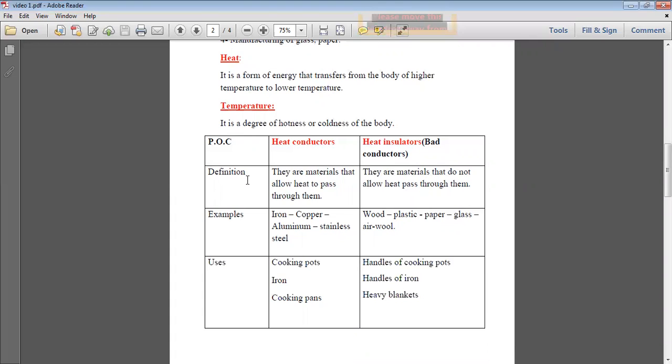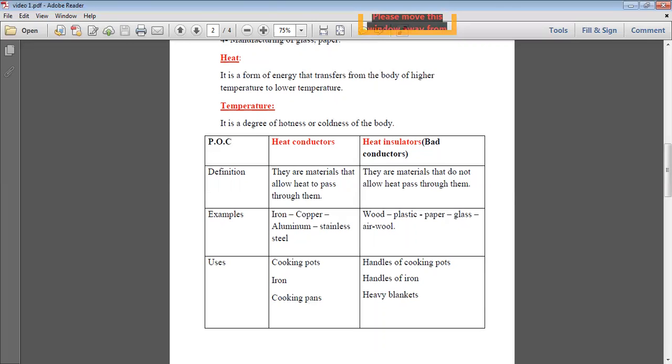From here, we can also talk about the materials, and we said that we have two types of materials: heat conductors and heat insulators, or bad conductors. Heat conductors are the materials that allow the heat to pass through them, while insulators do not allow heat to pass through them. What examples can you give me of heat conductors? Iron, copper, aluminum, stainless steel, and many others. What about heat insulators? Wood, plastic, paper, air, wool, glass. Can you remember which metal conducts heat the fastest? Copper conducts heat the fastest of all the metals.